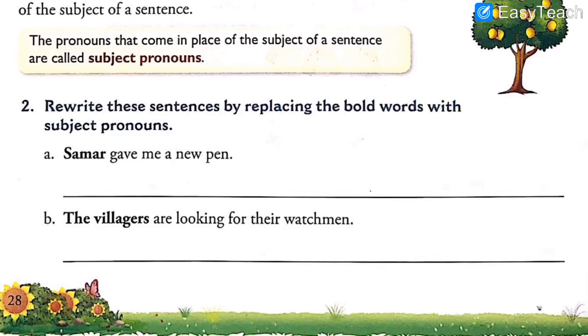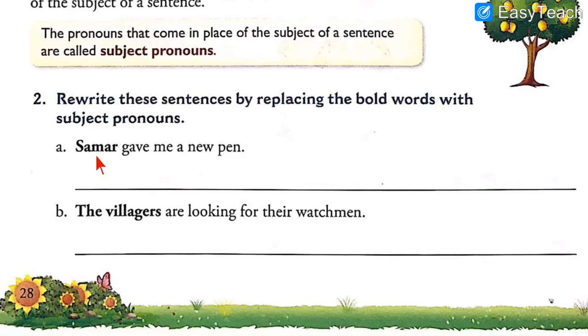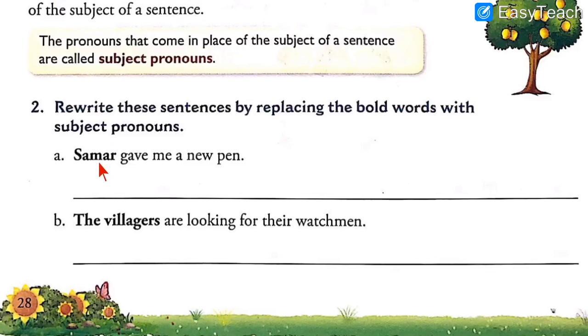So let us quickly have the recap of the previous video. In the previous video, we had learnt about subject pronouns. We had solved this exercise number 2. Rewrite the sentences by replacing the bold words with subject pronouns. So in short, I will just give you the explanation of what we have done. See, in number 1, it was about Sameer, and Sameer is a boy. So instead of Sameer, we had written he gave me a new pen. Then the villagers, instead of villagers, we had used the pronoun they are looking for their watchman.